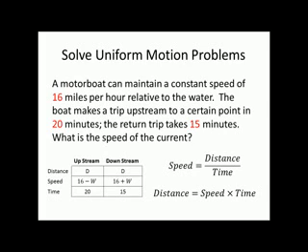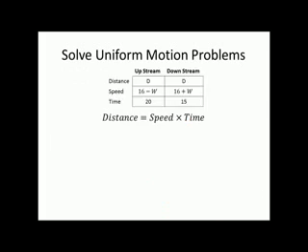If we take a look at our speed equation, speed is equal to distance divided by time, but we're actually going to take that equation and solve it for distance. Distance equals speed times time. And that's the equation we're going to use because the two distances are the same.